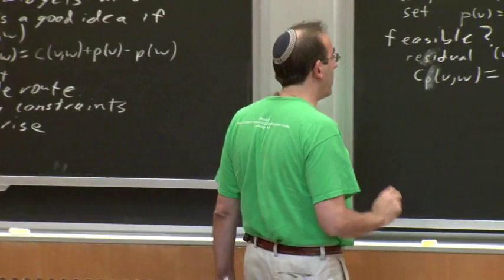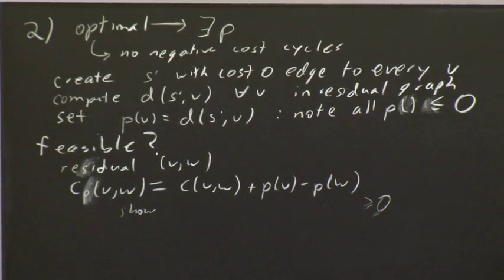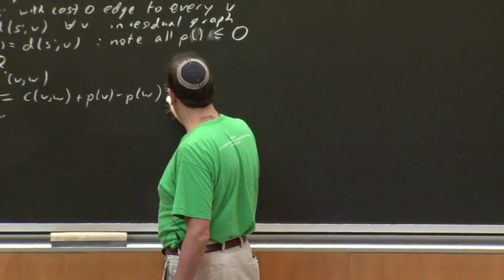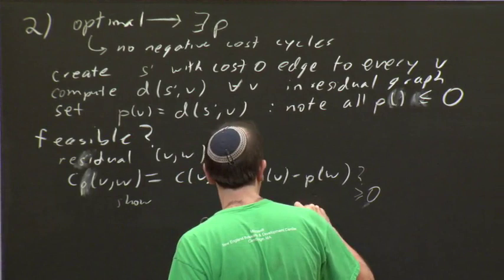I would like to show that this quantity is greater than or equal to zero, right? And then I would have a feasible price function. So can I show that this quantity is bigger than zero? Well, let me move it around a little bit. Can I show that C of V, W plus P of V is greater than or equal to P of W?